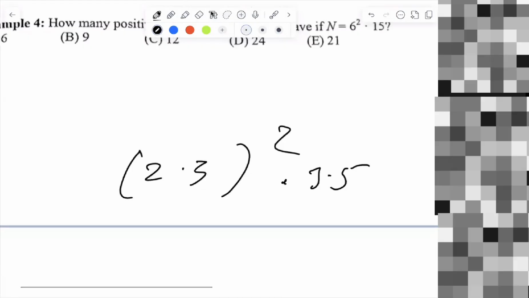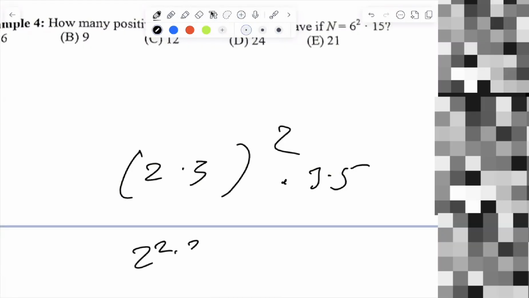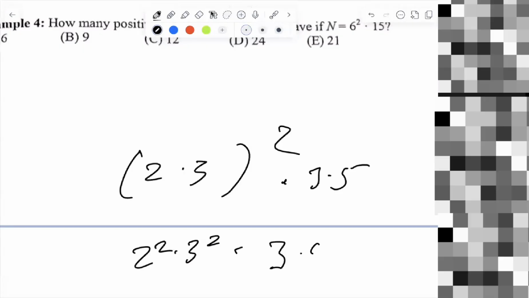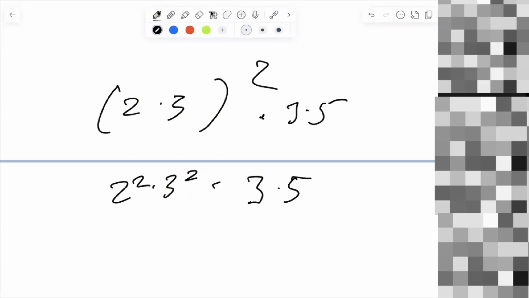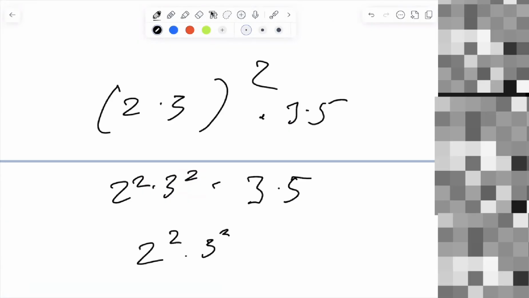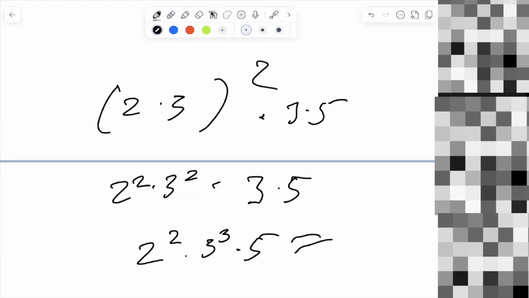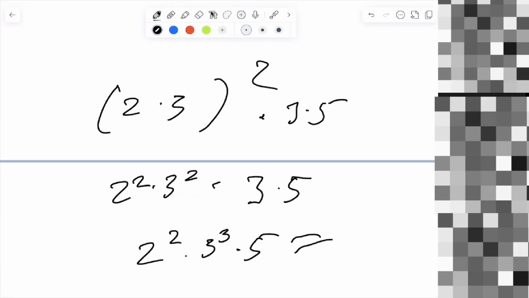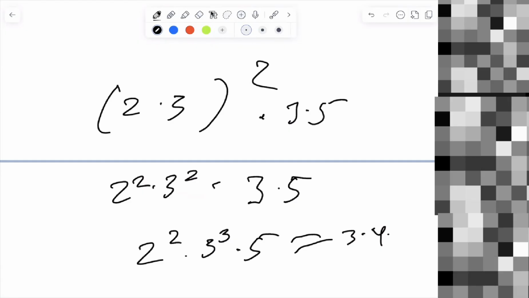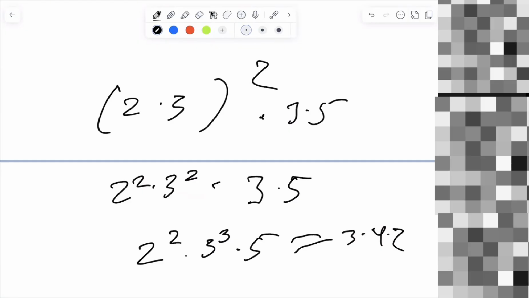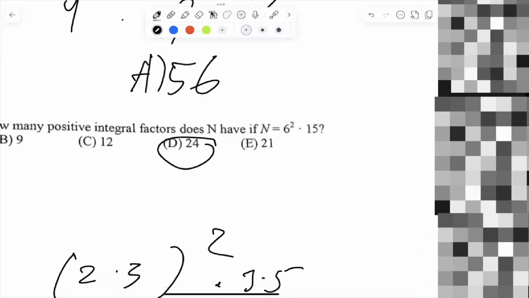From here, we can split the 2 times 3 of that squared into 2 squared times 3 squared times 3 times 5. Continuing to simplify, we get 2 squared times 3 cubed times 5, so the number of factors becomes 3 plus 1 is 4, 1 plus 1 is 2. So we get 3 times 4 times 2, or 24, or D.